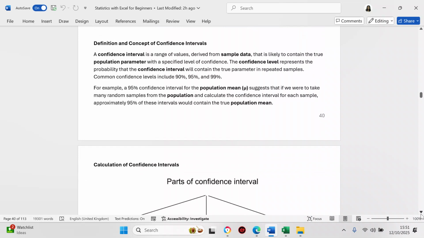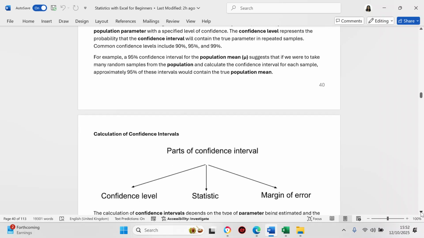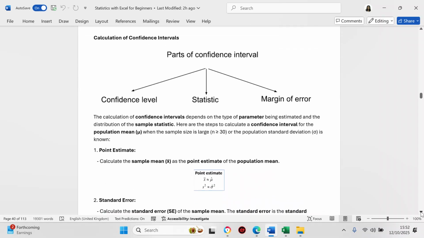A confidence interval is a range of values derived from the sample data that is likely to contain the true population parameter with a specified level of confidence. The confidence level represents the probability that the confidence interval will contain the true parameter in repeated samples. Common confidence levels include 90%, 95%, and 99%. For example, a 95% confidence interval for the population mean suggests that if we were to take many random samples from the population and calculate the confidence interval for each sample, approximately 95% of these intervals would contain the true population mean. So you've got the parts of the confidence interval: the confidence level, the statistic, and the margin of error.